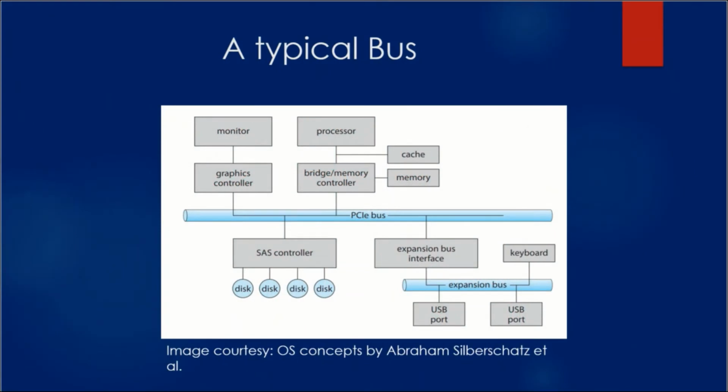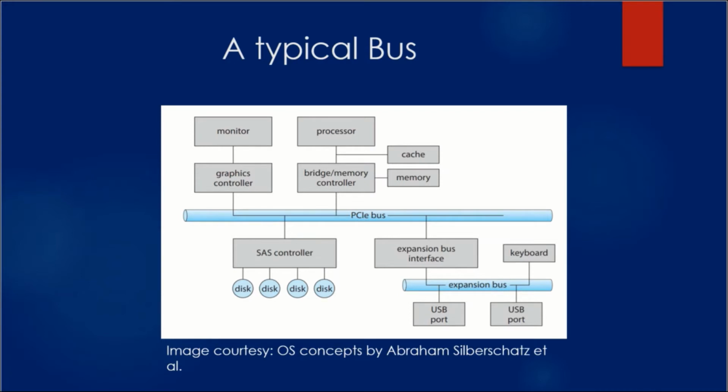So this is a typical bus. You can see that the device controllers are interfaced with the bus. An expansion bus is needed to bridge the speed gap between low-speed devices and high-speed devices because the speed of the bus is governed by the speed of the slowest device attached to the bus, which is why we cannot have devices of varying speeds attached to the same bus.